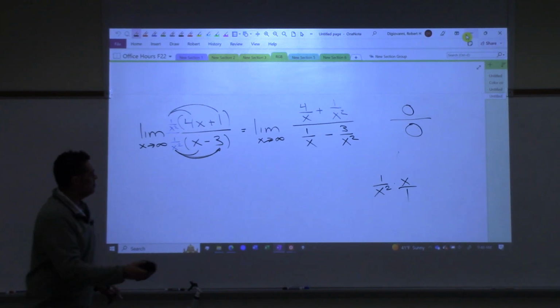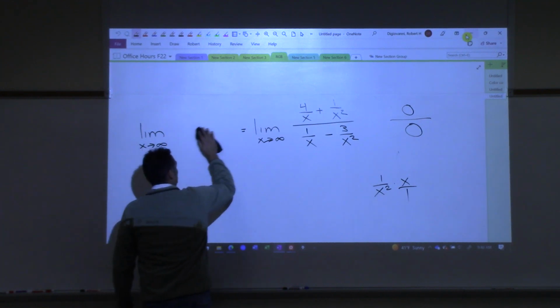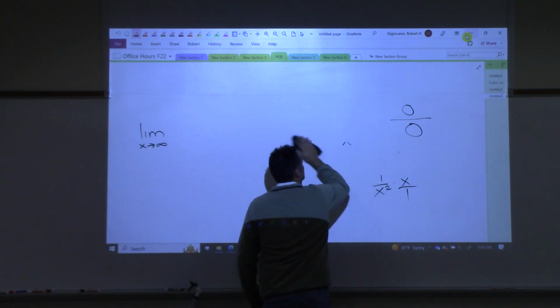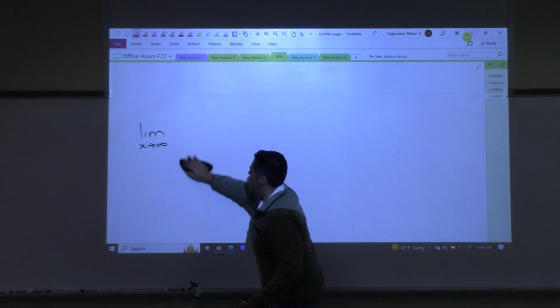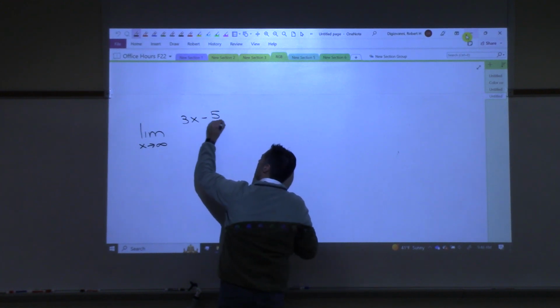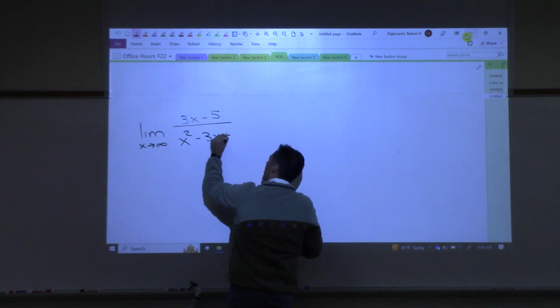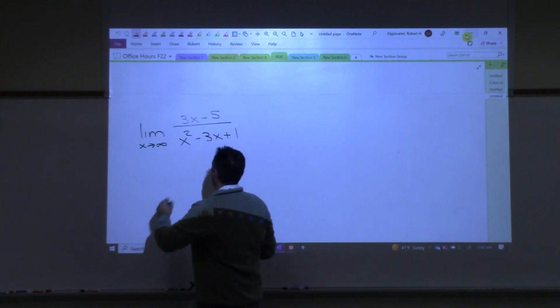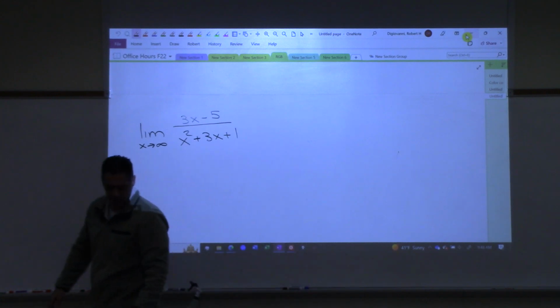Let's do another example, all right? How about this one? How about 3x minus 5 over x squared minus 3x plus 1? Make that plus 3x on the bottom, because I haven't talked about that yet.